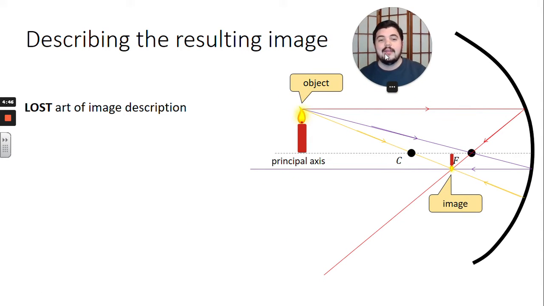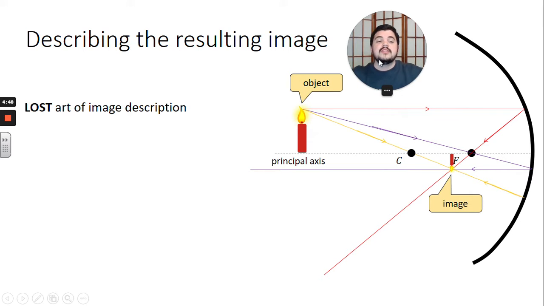All right, we're back at it, folks. Let's talk about how to describe this image. How do we talk about the reflection that was made by not just these three principal rays, but by all of the rays converging there? And we will talk about the lost art of image description. The lost art because that's the acronym we're going to use, LOST.